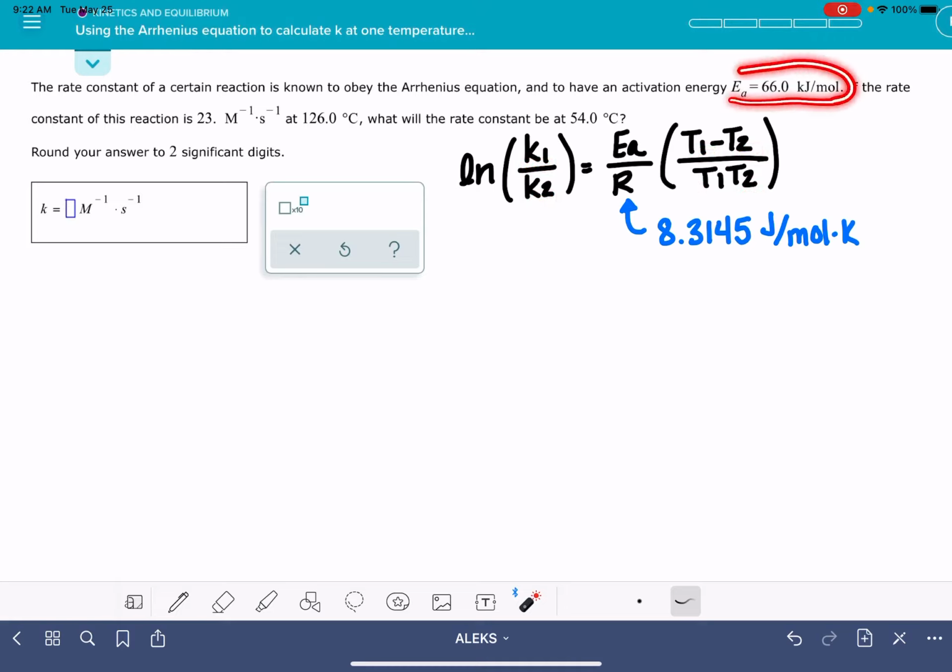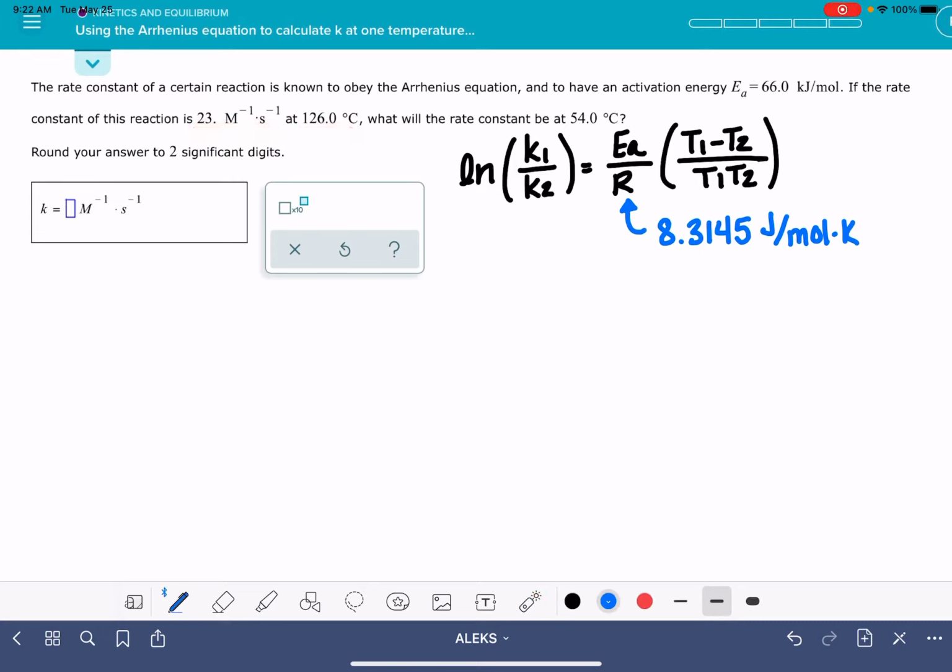Here we're being given the activation energy. Notice the units on the activation energy are kilojoules, and R's units are joules. So we're going to have to look out for that. We'll have to do a conversion there. The rate constant is telling us the rate constant is 23 when the temperature is 126 Celsius.